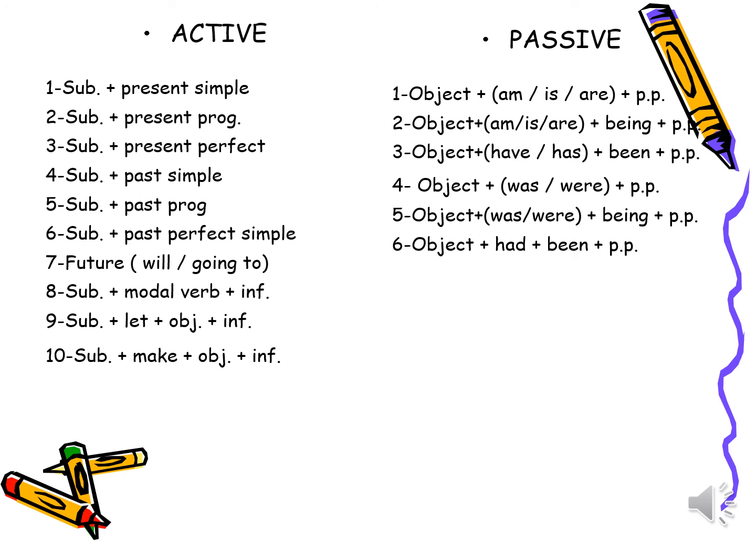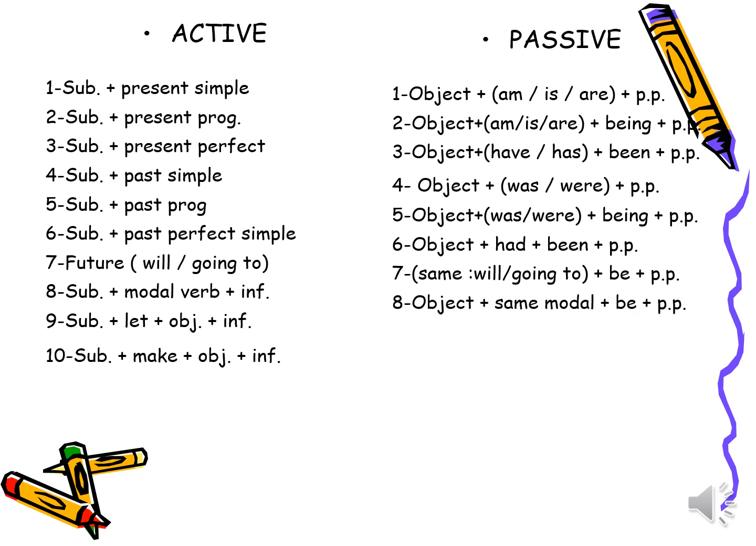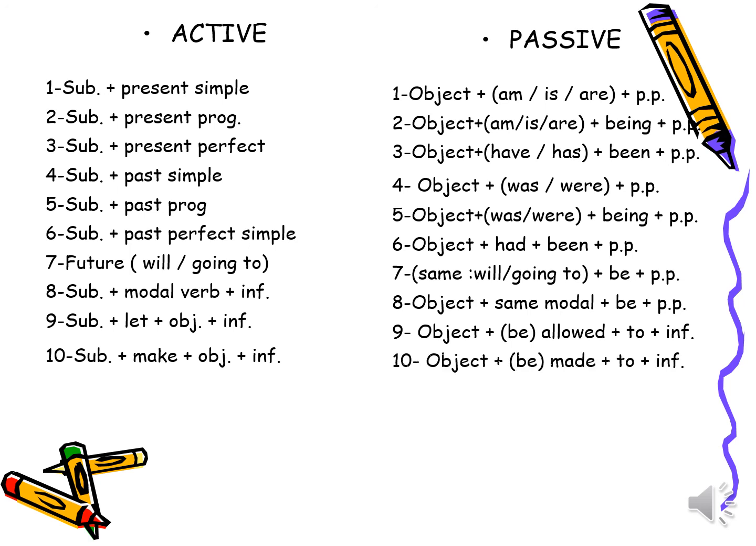Number seven, will or going to: plus be, plus past participle. Number eight, the modal verbs like can, may, and so on: the same, modal plus be, plus past participle. Number nine, let, as we said: verb to be, allowed to, plus verb infinitive. The last one, make: verb to be, made, plus to plus verb infinitive.